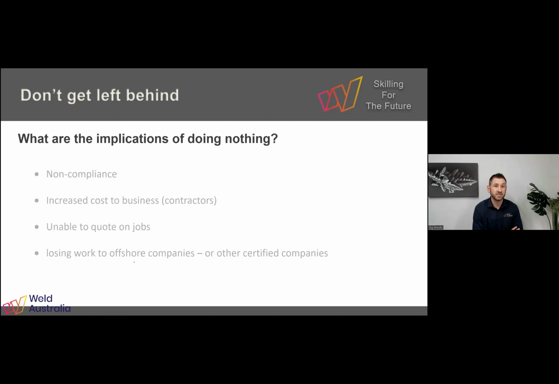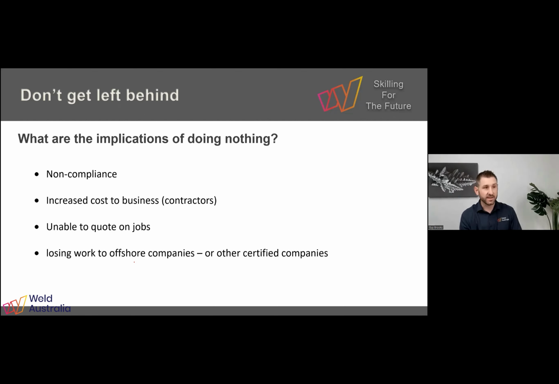Okay, so the implications of doing nothing: non-compliance, right? If anything happens and you don't comply, say you're working on a job that was supposed to be to 1554 or 3834 or something along those lines, something happens, somebody gets hurt, it's going to be on you. Now, increased cost of business. Initially the startup to get 3834, or supervisors qualified, inspectors qualified, things like that, is an initial cost at the start, but it pays dividends at the end.